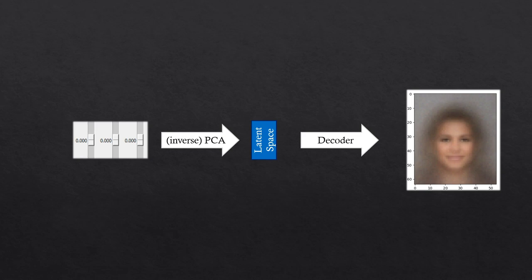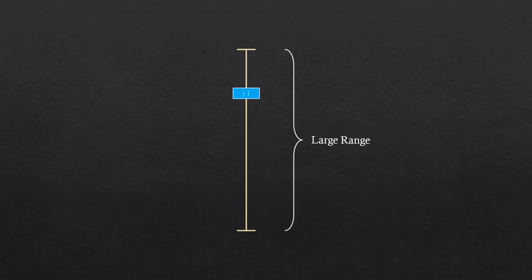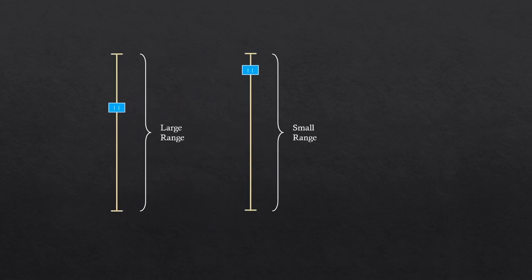Let's start with normalizing. Right now, the model can choose any range of values to describe the image in the latent space. So it can be between negative 50,000 and 300,000, so a very large range, but it can also be between negative 1 and 1. We don't want that, because then our sliders that control the values would need to have a gigantic range to make sure that the average and normal distribution is in between these values.